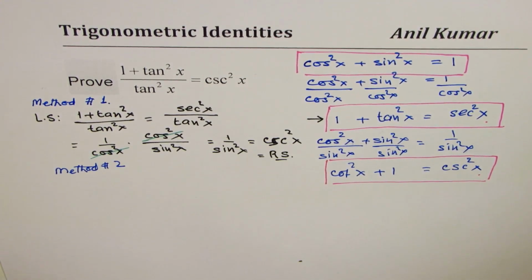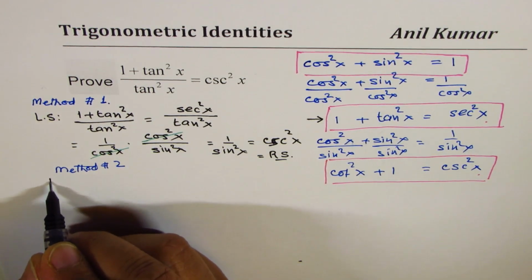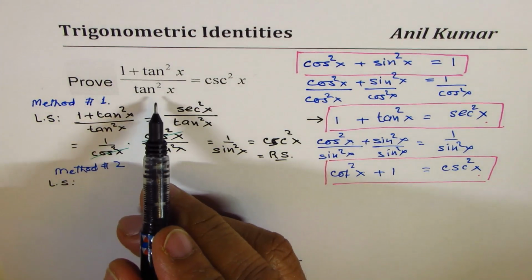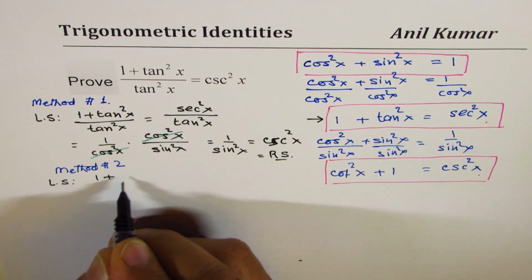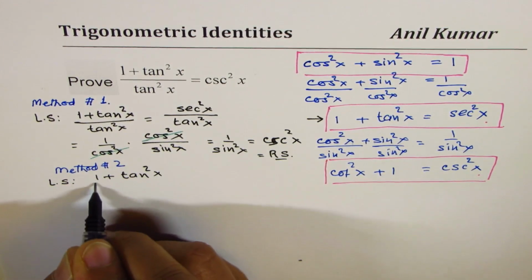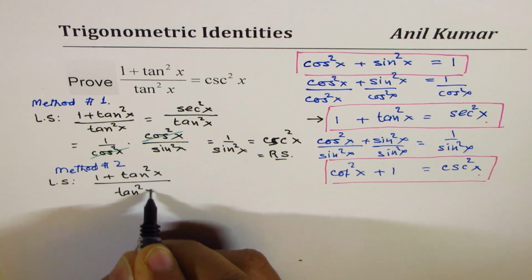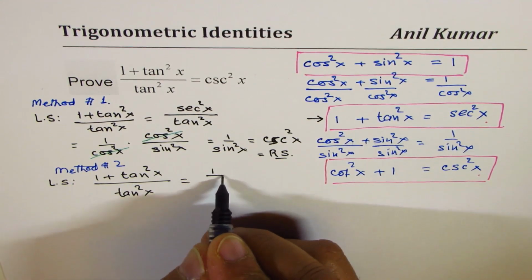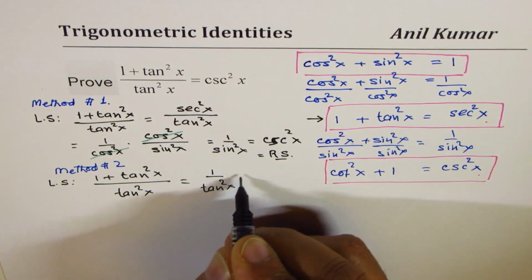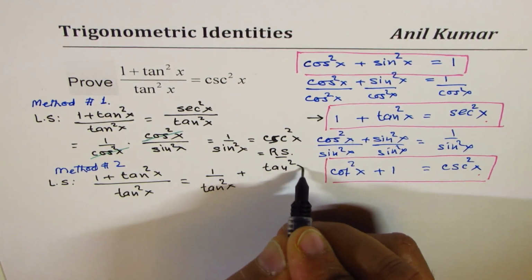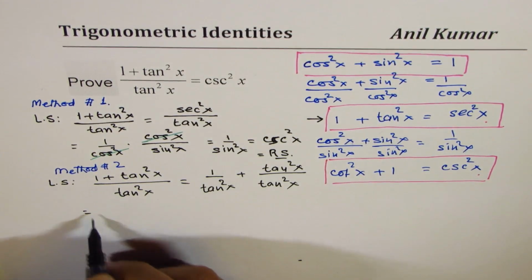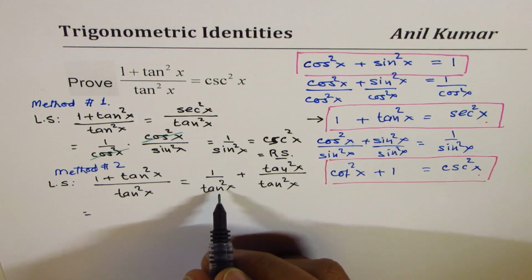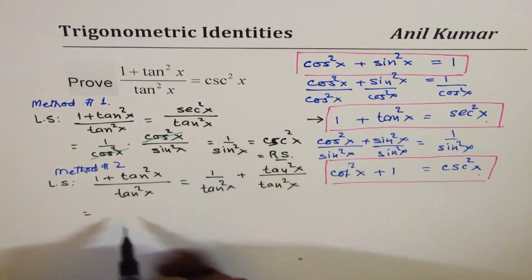Now let us say you don't remember this, then what can you do? We can again start with the left side. Why do we start with the left side? It's more complicated and can be simplified. That's the whole idea. So we have (1 plus tan square x) divided by tan square x. We could write this as 1 over tan square x plus tan square x over tan square x, correct? Now that gives us 1 over tan.